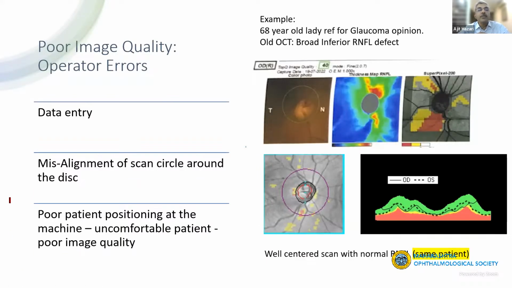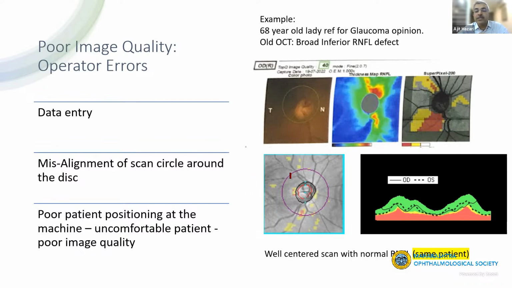So if we talk about poor image quality, data entry is an obvious one, so I won't go into that. But one common thing that I've seen, especially with people who have not been so experienced with using OCT machines, is misalignment of the scan circle around the disc. For example, on the upper right corner of the screen, you see a strip of images with a misaligned scan circle, and that presents an inferior large RNFL defect as well as a small superior RNFL defect. And this patient was referred to me based on this scan for further management of glaucoma.